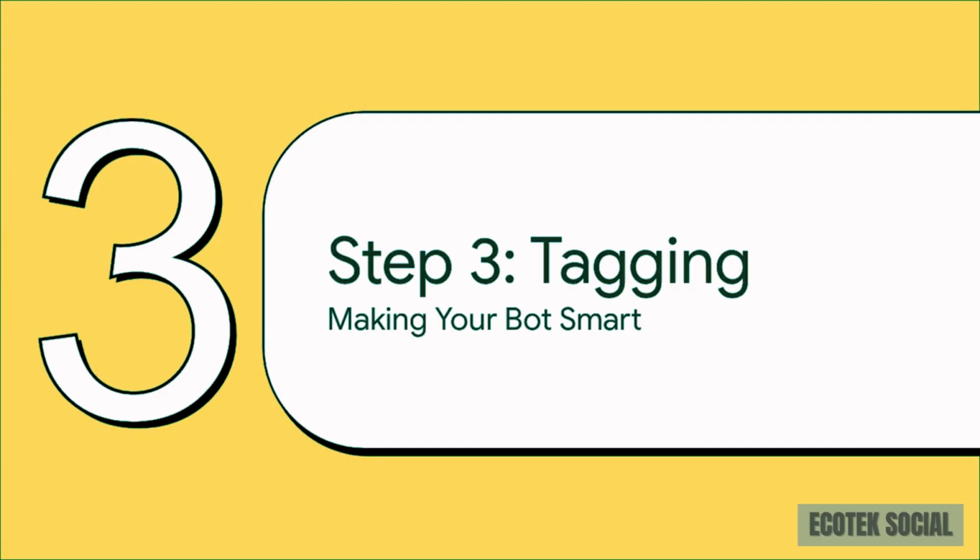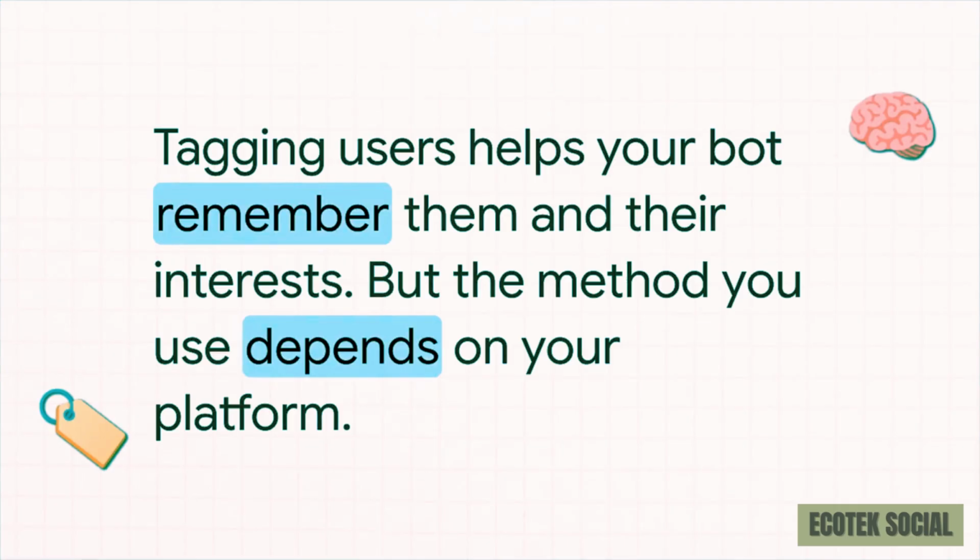This is how your bot actually remembers who it's talking to and what they might be interested in. But, and this is super important, how you do this really depends on the platform you're using. Just think of tags as little digital sticky notes. Is this user a brand new lead? Are they interested in a specific product? Tags are what make your bots smarter and more personal. But like we're about to see, there's no one-size-fits-all way to get it done.